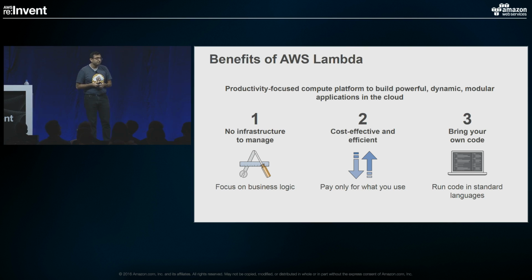It also makes it very cost-effective and efficient to run these Lambda functions, to run your code, because you no longer have to maintain a fleet of servers which are waiting there for a request to come in. Lambda is going to only run when there is something to do. So effectively, out of the box, you're getting 100% utilization.